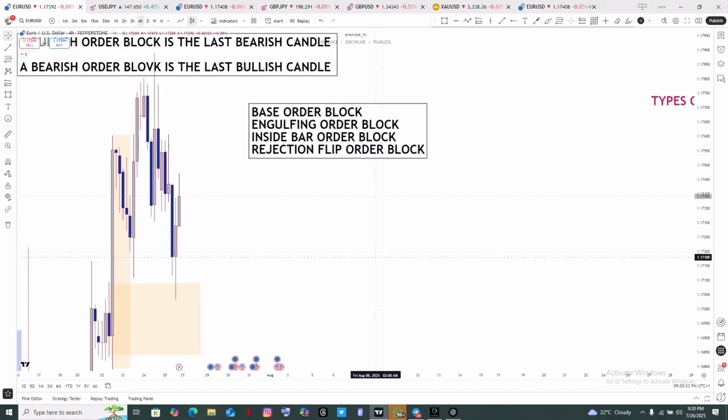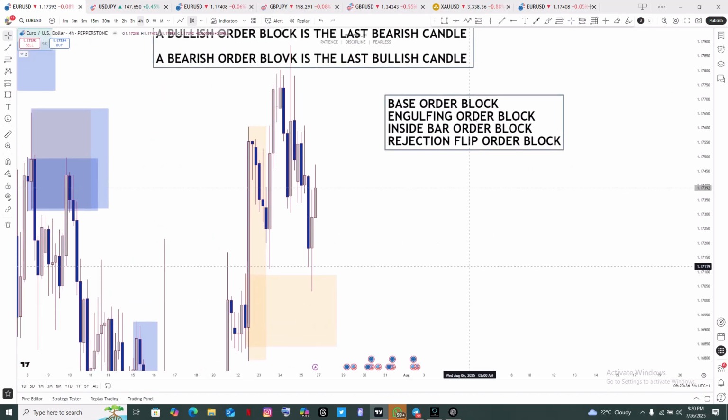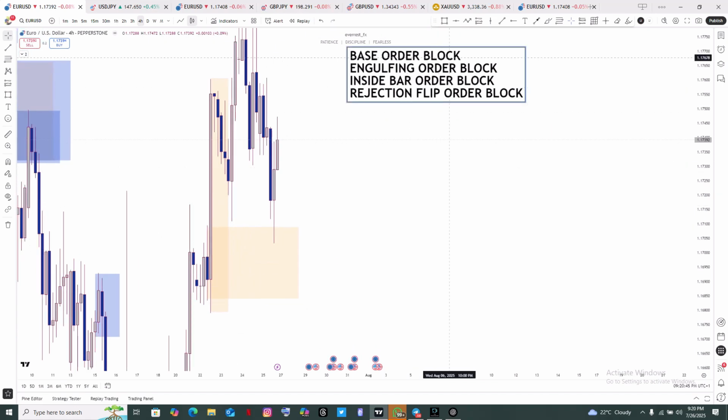Next thing to talk about is the valid and invalid order block. Now, before we go further, what makes an order block valid is two things. The order block must, let me not use the word must, but the order block must have a structure, either to the upside or to the downside.